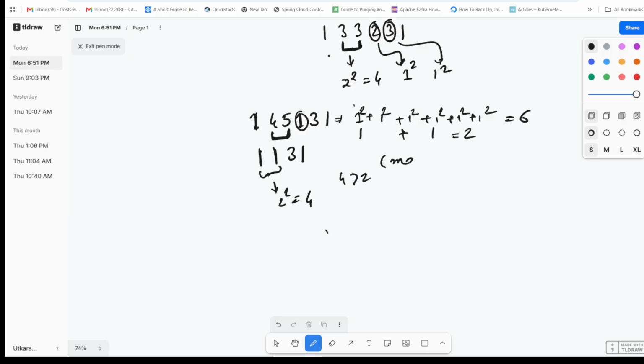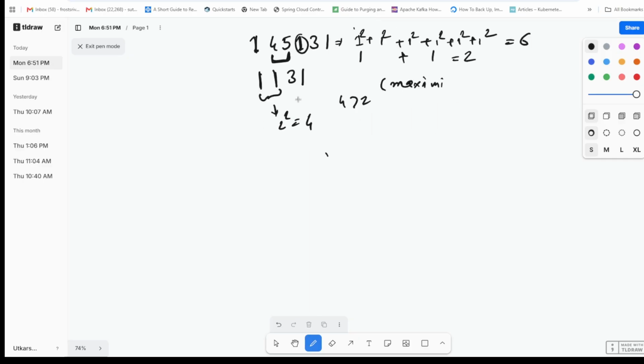And here we need to maximize our score, so obviously this approach will give us a better answer. I mean, there is a chance that this approach will give us the maximum rather than individually removing each box one by one.